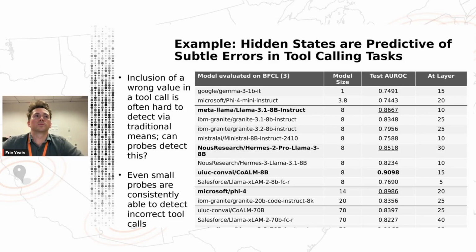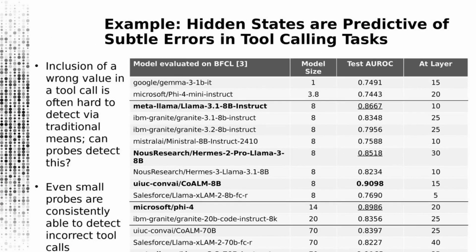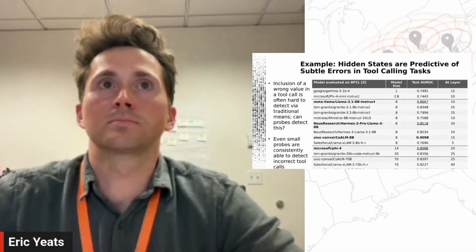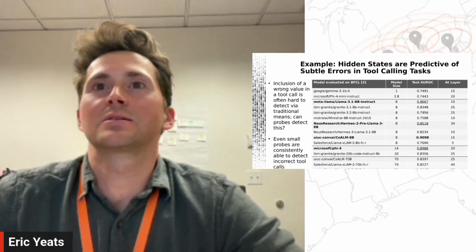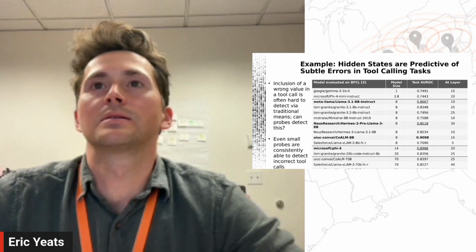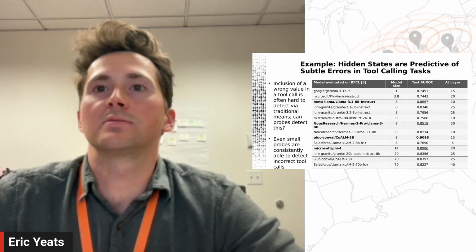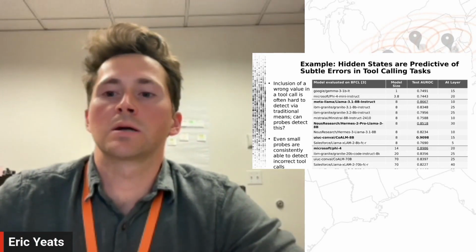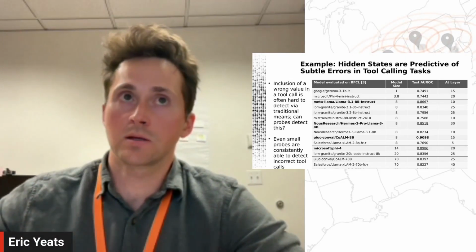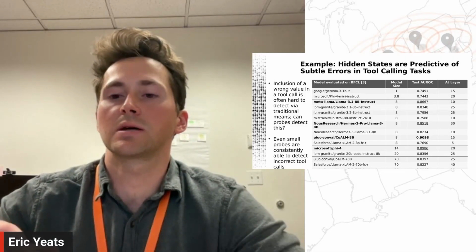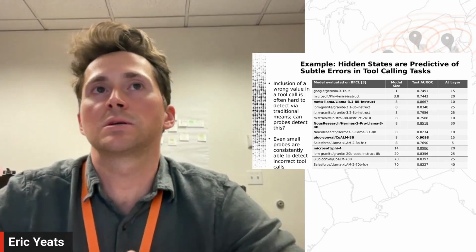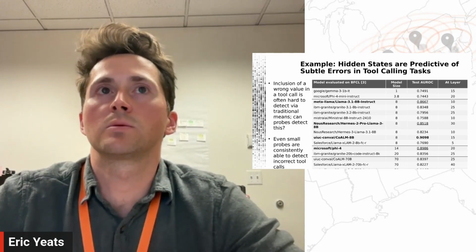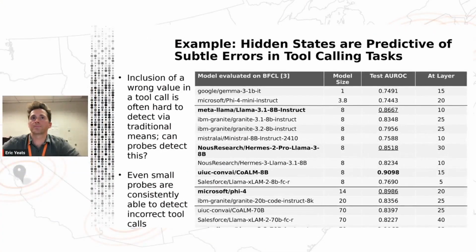We evaluated 15 models on the Berkeley Function Calling Leaderboard, and we gathered their hidden states for when they correctly call the tool versus when they have incorrect value errors. In this case, an incorrect value error would be if the model got everything correct except for the exact value that it should have plugged into a tool. This can be a very subtle form of error that is difficult to detect.